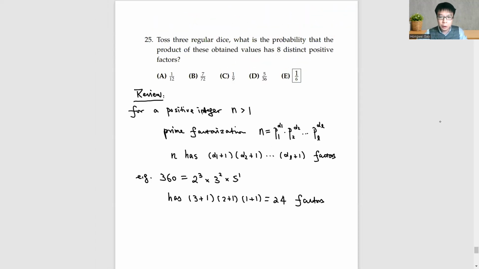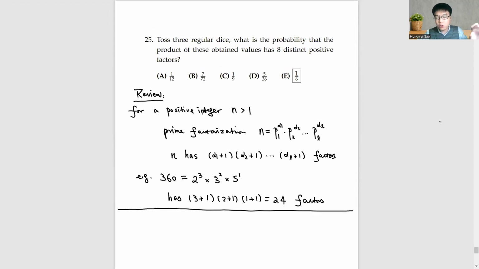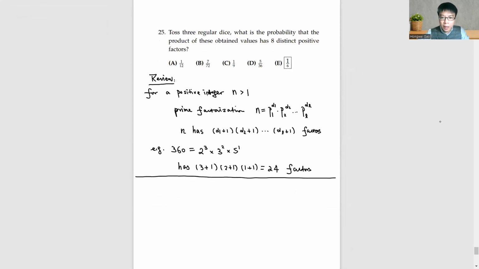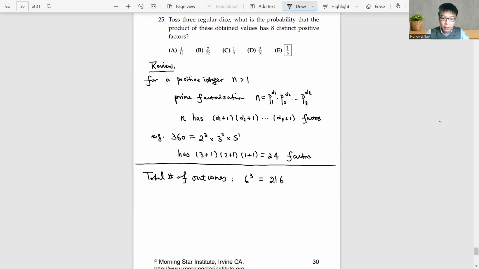Now let's come to this question. For this question, we got 3 numbers, each from 1 to 6, and the product has 8 distinct positive factors. Because this is a probability question, we can consider how many total possibilities. So the total number of outcomes is 6 cubed, which is 216, because each die has 6 choices. So 6 cubed, 216 cases.